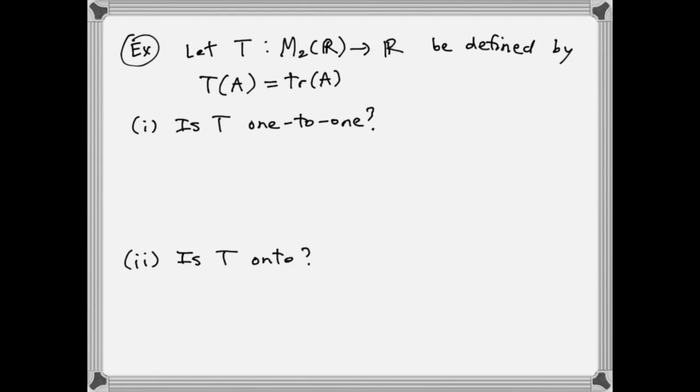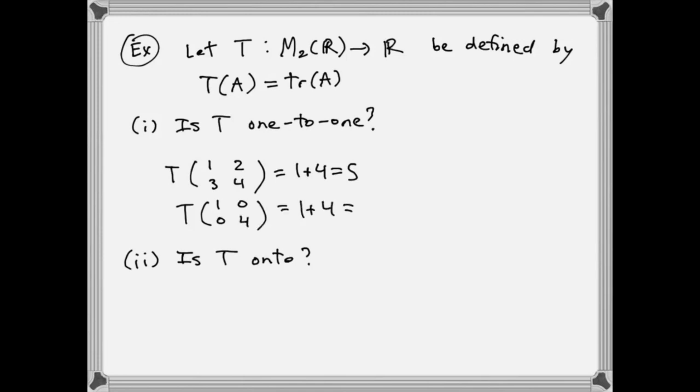Do distinct matrices always go to a distinct place here? Well, is it true that if two matrices are different, then they have different traces? Well, that's definitely not true, right? What about T of 1, 2, 3, 4? That's equal to 1 plus 4, which is 5. And how about T of, oh, I don't know, how about 1, 0, 0, 4? Doesn't this have the same trace? In other words, we had two different matrices go to the same place.